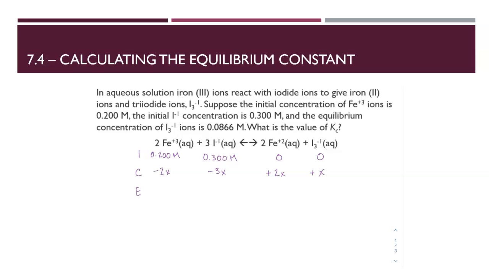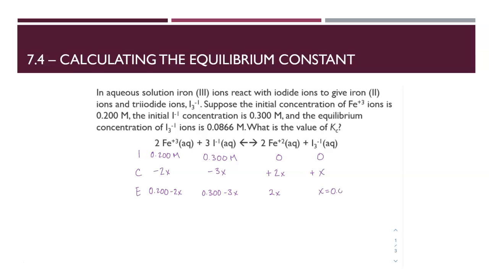Okay, so now we're going to treat these as little mini equations going down each column. At equilibrium, our concentration of iron 3 is going to be 0.200 minus 2x. At equilibrium, our concentration of iodide is going to be 0.300 minus 3x. Iron 2 is going to be 2x, and triiodide is going to be x. Now, we're told the concentration of triiodide at equilibrium. We're told in the question that it's 0.0866. So that tells us what x is.